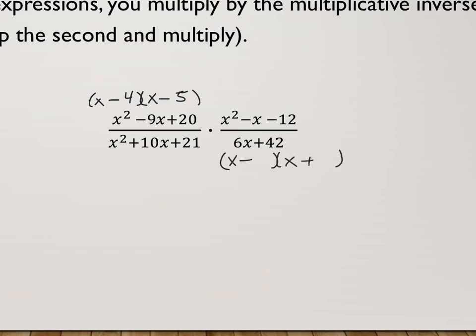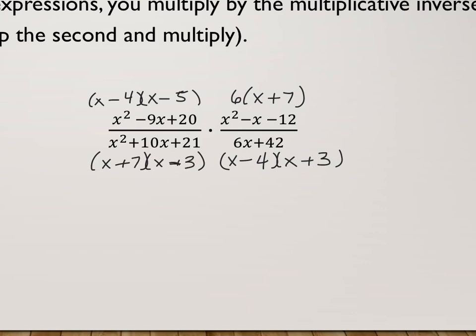I need to have one of each sign. I believe I need a negative 4 and a positive 3. This 6x plus 42 moves to the top. Take a 6 out and be left with x plus 7. This one here, I've got x and x. And looks like both signs are positive. 7 and 3 I think is going to work.